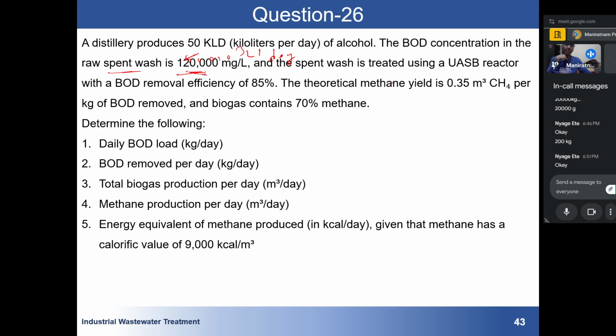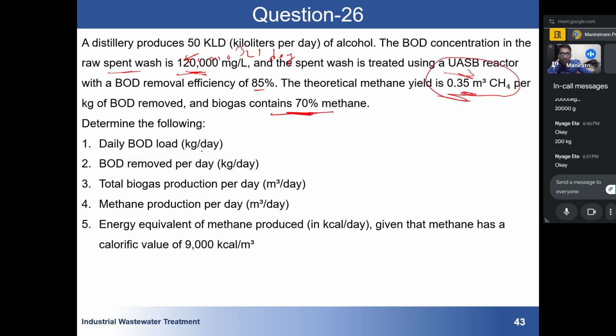The spent wash is treated using this much UASB, that is an upflow anaerobic sludge bioreactor, and the BOD removal is 85%. When it is passed through this reactor, 85% of BOD is removed. The theoretical methane production we already know; in the question they have already given it, per kg of BOD removed, and the biogas contains 70% methane.